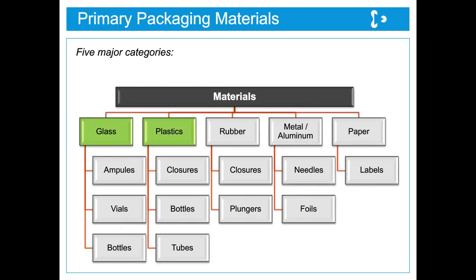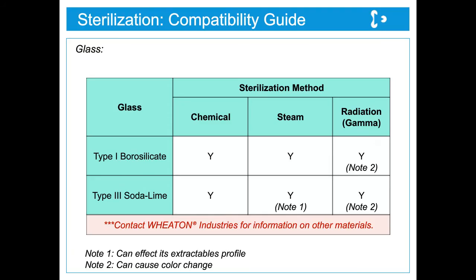Now let's get into the compatibility guide with glass and plastic. I want to start with glass. There's 2 types of glass. There's type 1 borosilicate glass, which has your highest hydrolytic resistance, and it's your most durable glass. Then you have your type 3 glass, which is known as soda lime glass. This has your lowest hydrolytic resistance, and it's your least durable glass.